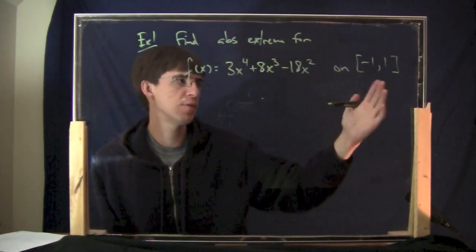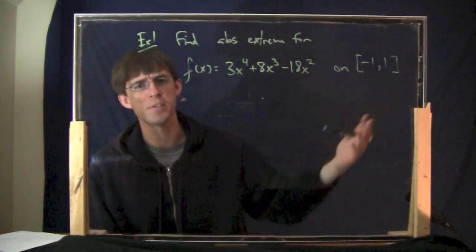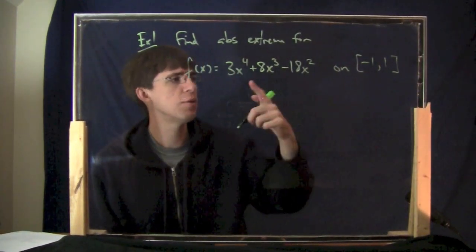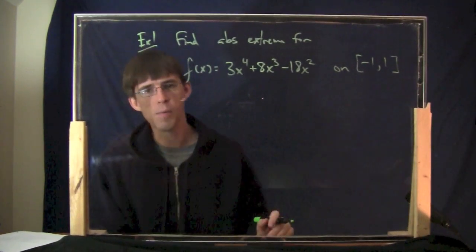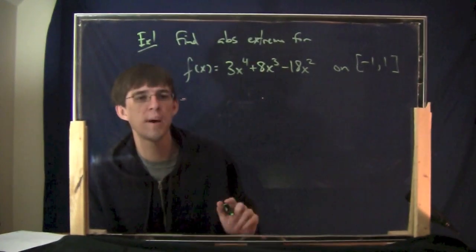You don't want to give your answer, what's the absolute maximum? You don't want your answer to be something like x equals 3 is where the biggest value occurs, because we are only considering this function between minus 1 and 1, all right? Little something to keep in mind. That only comes up at the very end, but let's do the same process anyway.